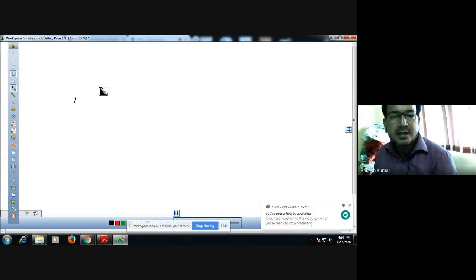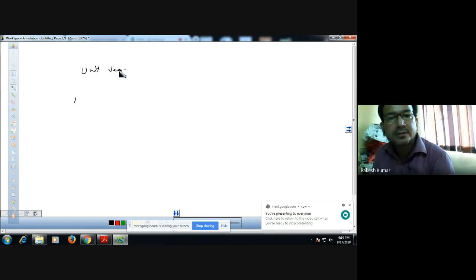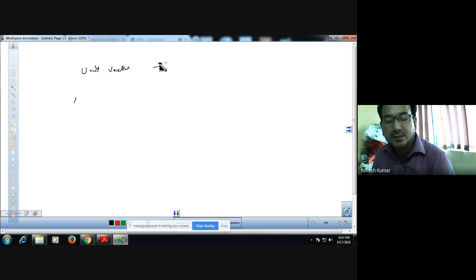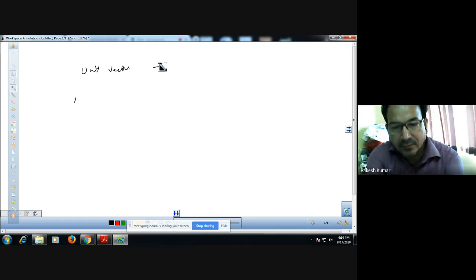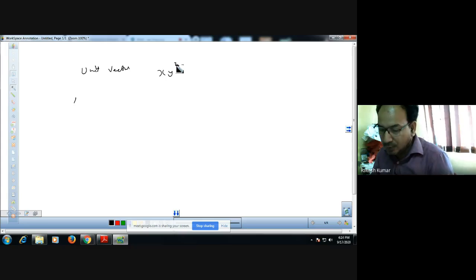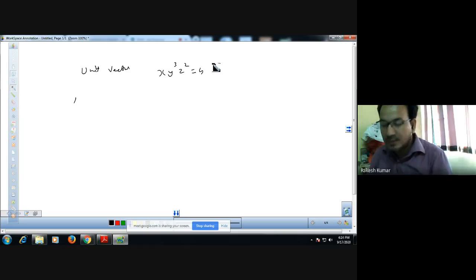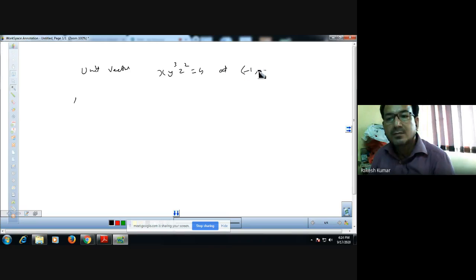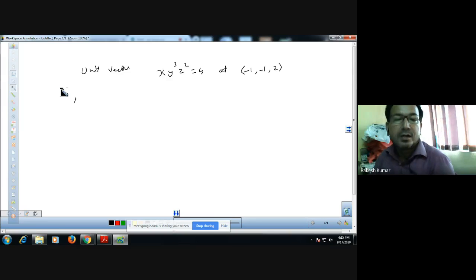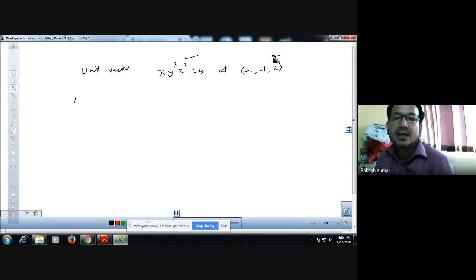So let us continue with that. We have to find out the unit vector which is normal to the surface. We have the surface given to us, and the surface is x y cube z square is equal to 4. This is the surface given to us, and at the point 1, -1, and 2. Just understand the statement of the question. You want to find out the unit vector normal to this surface at this point.